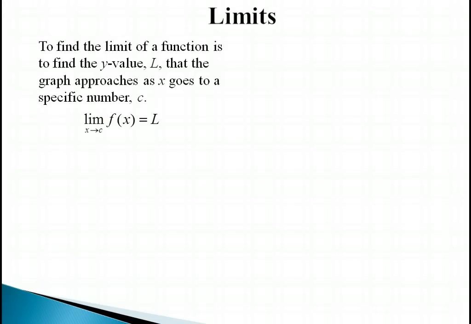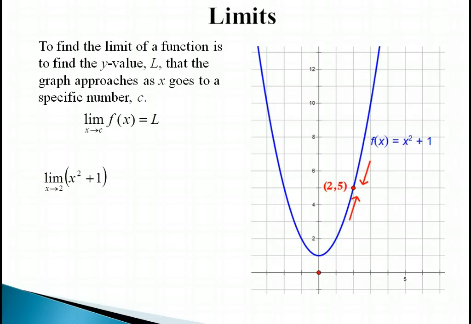Let's start with a specific example. Suppose we have the graph of x squared plus 1. Well, you know that that is a quadratic function with a vertex of the ordered pair (0, 1). You also know that any of the polynomial functions are continuous smooth curves defined over the entire real numbers. So for this particular problem, as x approaches 2, we're also closing in on y equals 5. So our limit would be 5.